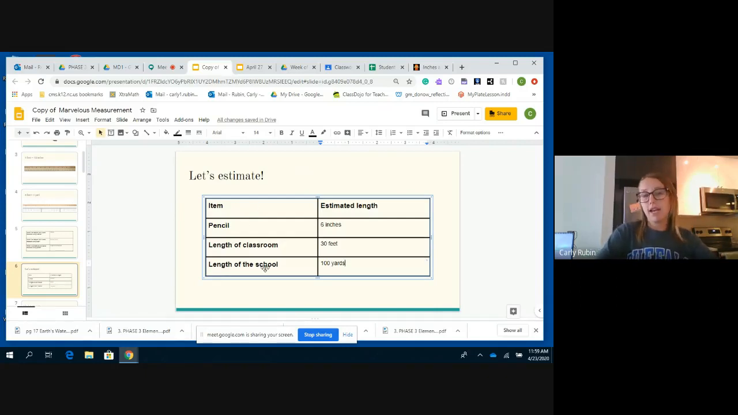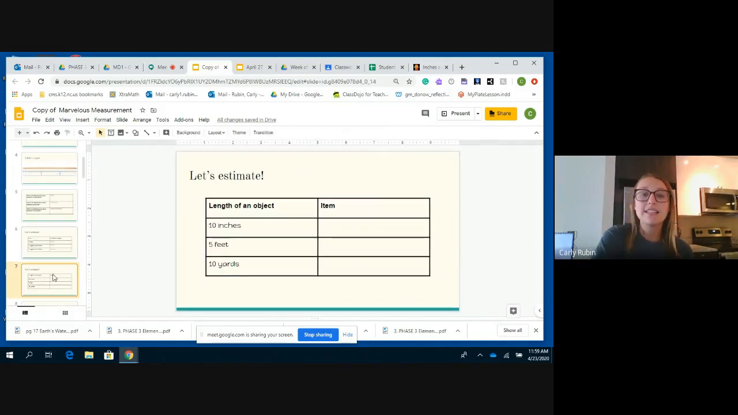So I was given an item and I estimated its length either using inches, feet, or yards. So you have to think about it. What would be the most appropriate way to measure it? If it's something small, it's inches. If it's something more medium size, like a classroom, it's feet. And if it's something way, way longer, then you would use yards.